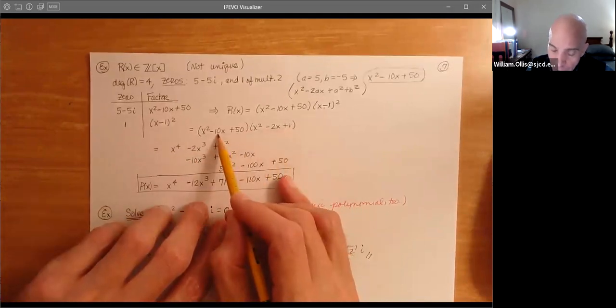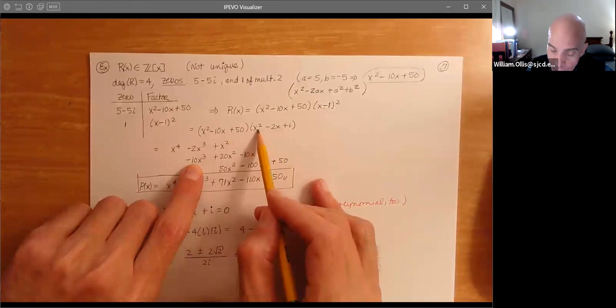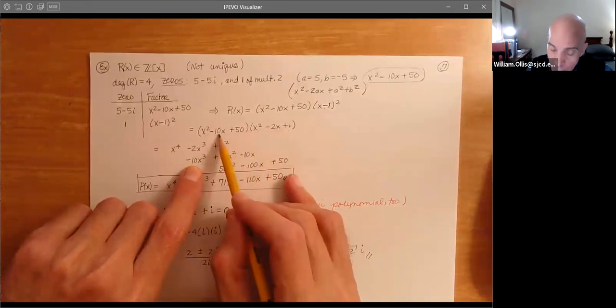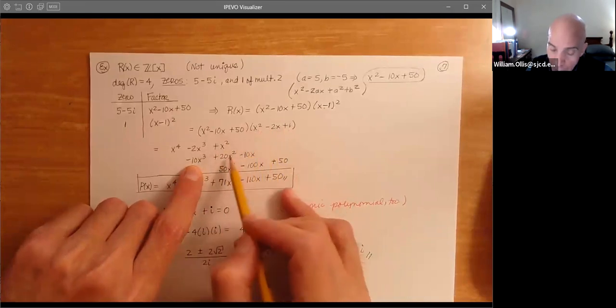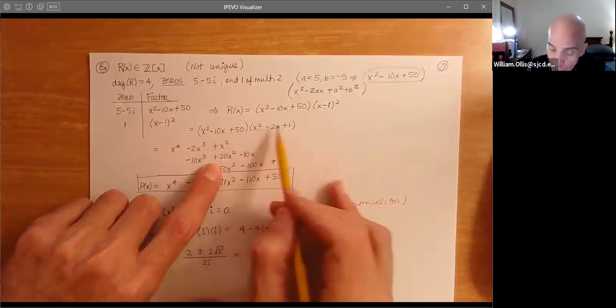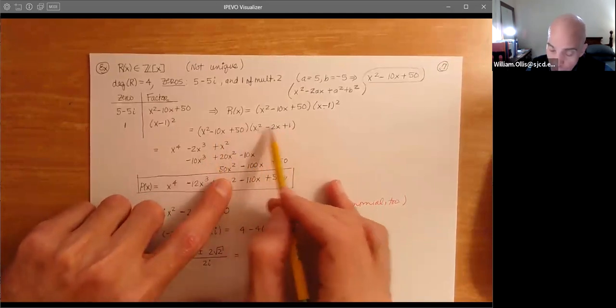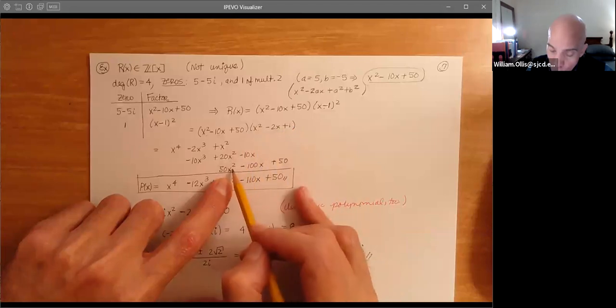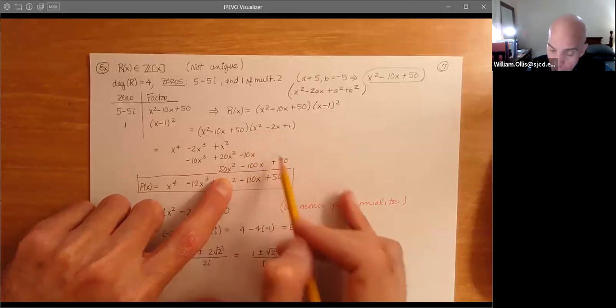Hit everything with a negative 10x. Negative 10x gives us a negative 10x cubed, negative 10 here, negative negative, positive 20x squared, and negative 10x here. Now hit everything with a 50. 50x squared, negative 100x plus 50.